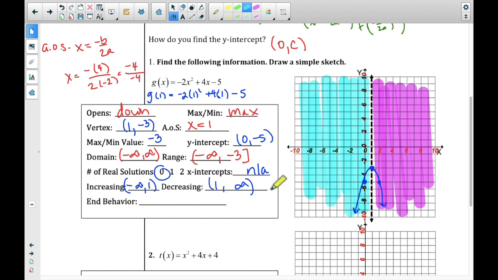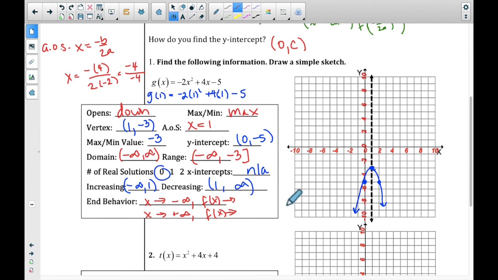Remember, that's where I was talking about, like you talk about the x values on those. So it's increasing from -infinity all the way to 1, and then it's decreasing from 1 to infinity. Okay, and finally, end behavior. When x is approaching -infinity, that's on the left-hand side, it's going down to -infinity. When it's going to +infinity on the right-hand side, it's also going to -infinity. On parabolas, those will always be the same as each other.